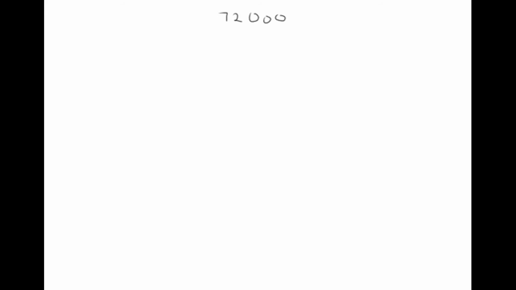Then we count 1 decimal. So we have 7,200 meters. Then we have now the distance, which is 7,200 meters, the time, which is 1 1/3 hours.